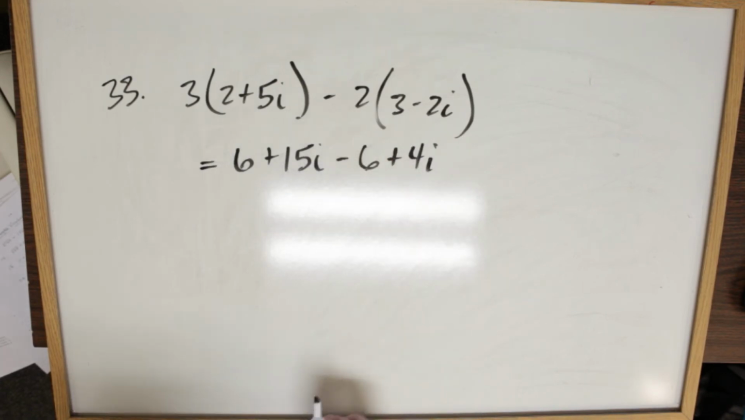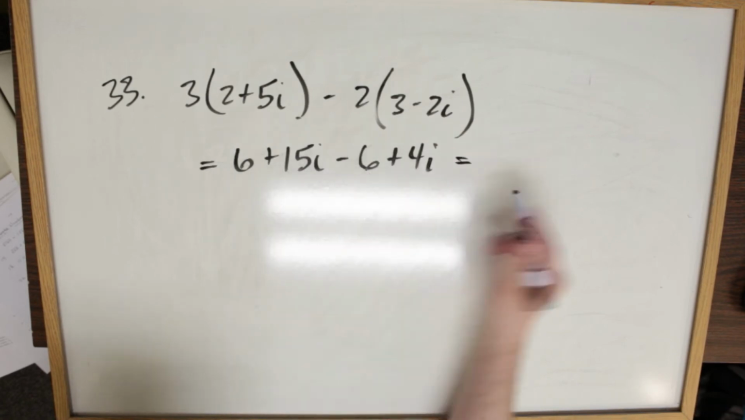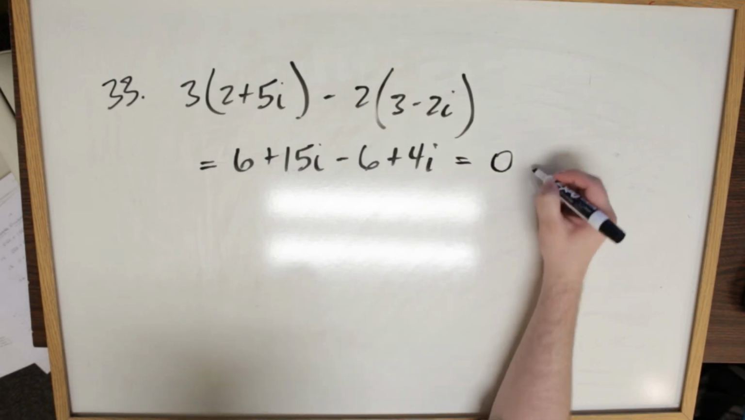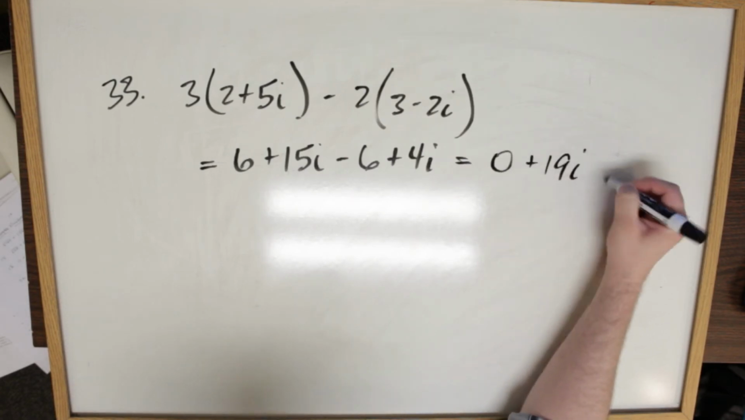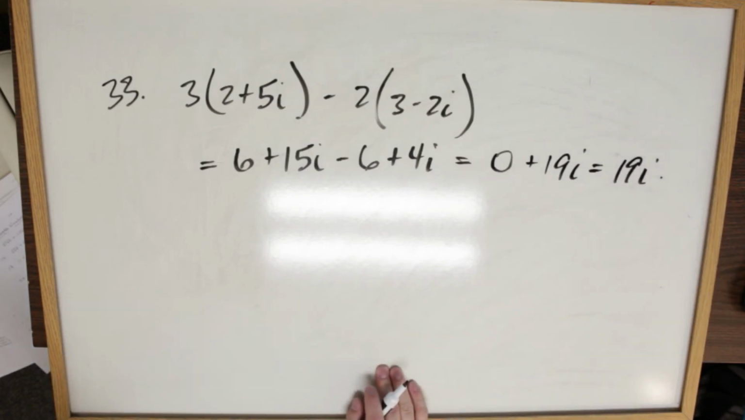Okay. All right, so now what we've got is 6 minus 6, which is 0, and then 15i plus 4i is going to be plus 19i, and so this is literally just equal to 19i. So that's question 33.